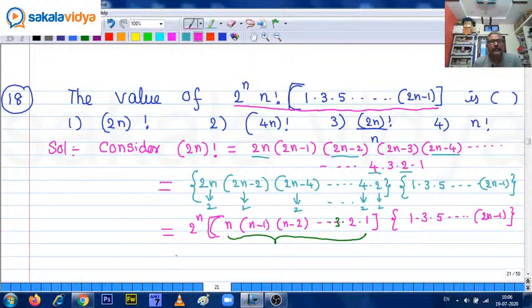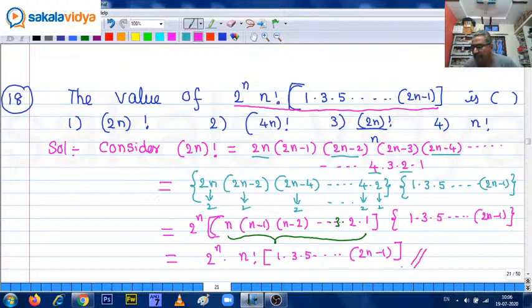So now this can be written as 2 to the power of n times n factorial, multiplied by 1 into 3 into 5 and so on up to 2n minus 1. So this is very important, please do remember.